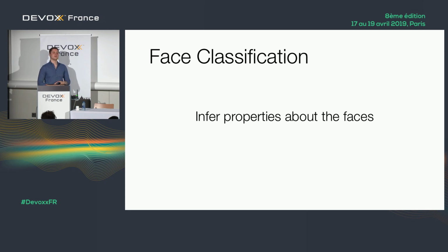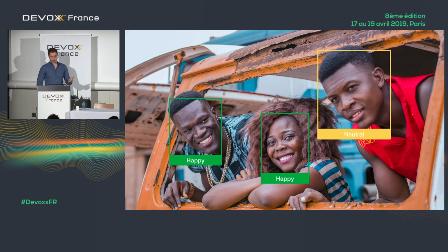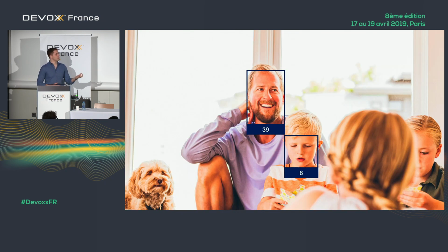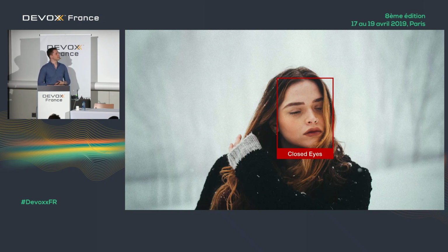The idea here is that we want to infer some of the properties about the faces we've localized. So for example, we can look at classifying the gender of the faces. We can try to classify the emotions we see. There's also age estimation. And then we can also look at a number of other attributes. For example, is this person wearing glasses? Did this person blink while taking the picture?